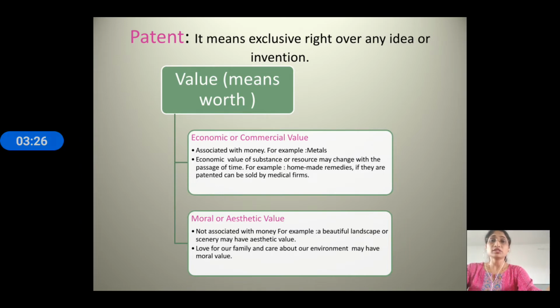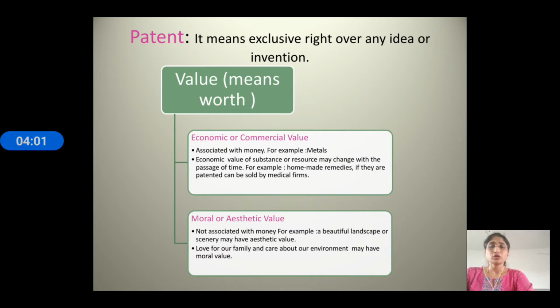First, let's see what is economic value. The word itself tells us that it is associated with money. Now, for example, metals. We know metal is required in each and every industry and it is used as a raw material to prepare many other things. So it has an economic value and it is used commercially. Economic value of a substance or resource may change with the passage of time.